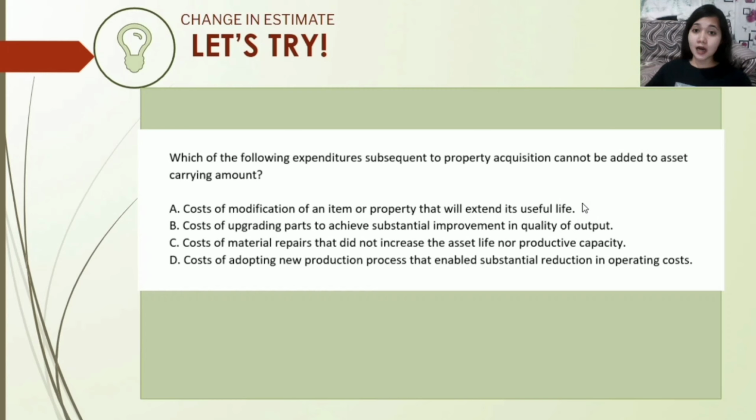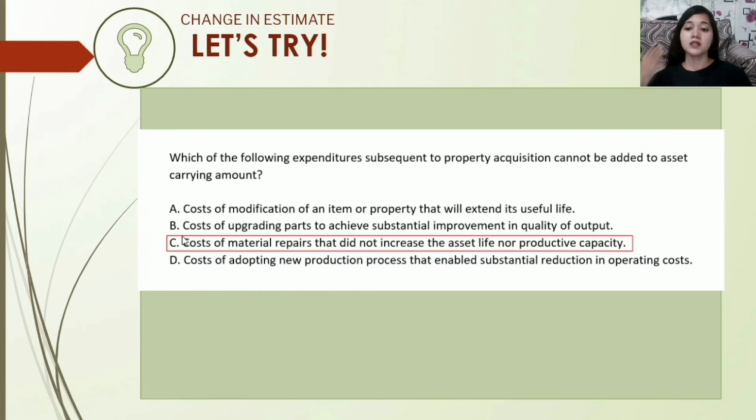or upgrades it. So, this is a capital expenditure. B: cost of upgrading. So, guys, upgrading, improvement of quality of output. That is also a kind of capital expenditure. C: cost of materials repair that did not increase the asset life nor productive capacity. So, guys, this is just a material repair, but it does not increase the life of your asset or PPE. So, guys, this will be our answer, because it is a kind of revenue expenditure.